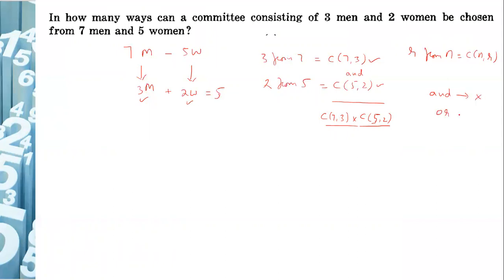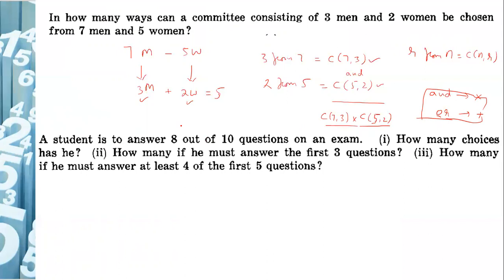Whenever we say "or", we have to add. So recollect these two things which are useful: "and" means multiplication, "or" means addition. So 3 men and 2 women, 3 men and 2 women, and the "and" is making us go for multiplication. So take this product. Let us discuss the next one.